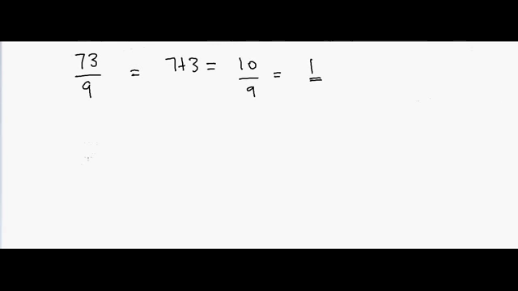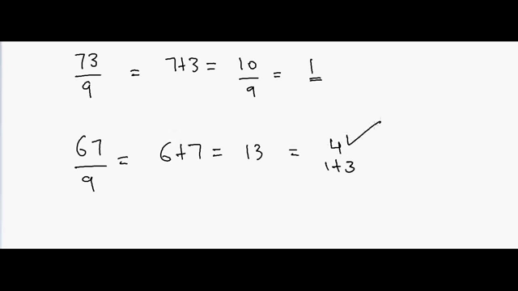Again, if I have 67 and I want to divide by 9, in that case 6 plus 7 is equal to 13, and again 1 plus 3 is equal to 4, so the remainder is 4. Another way is to divide 13 by 9, and in that case you will also get 4. So if you divide 67 by 9, the remainder should be 4.